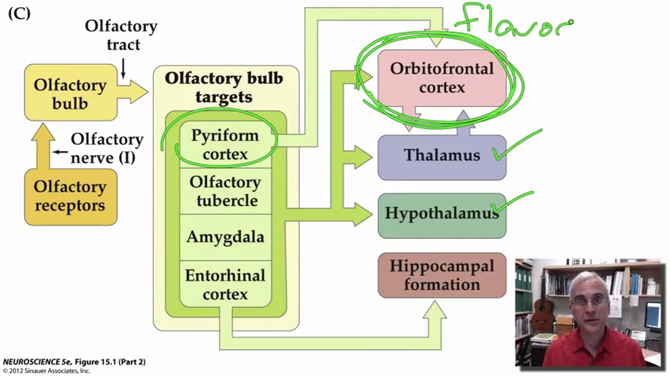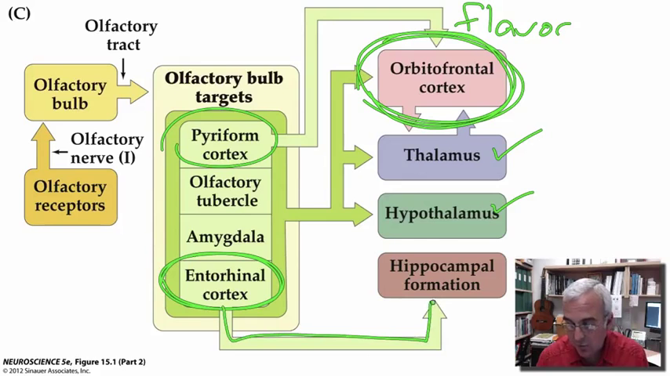Now, of course, in addition, food can be a powerful trigger for memory and for recall, so it makes sense that the entorhinal cortex has direct access to the circuitry of the hippocampal formation, where new declarative memories are formed.